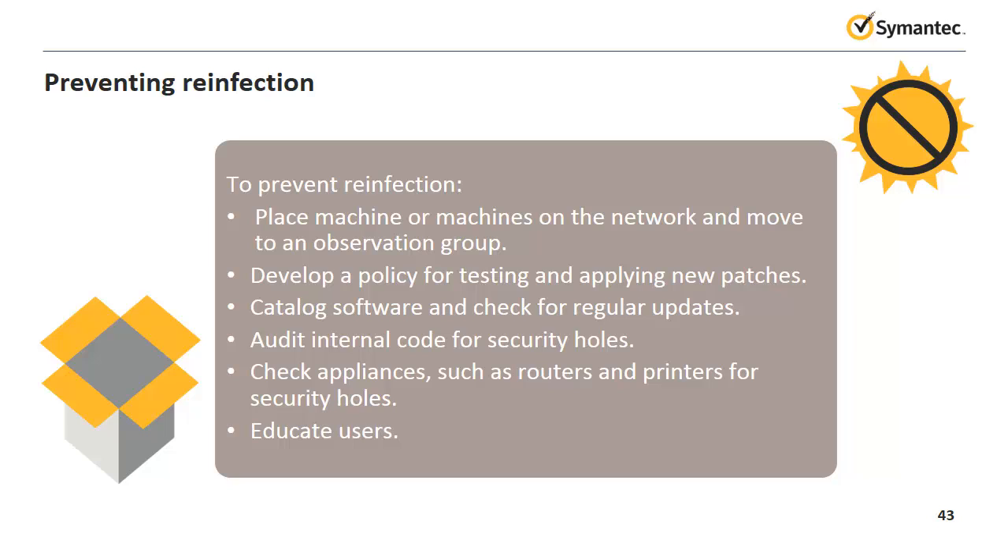All software should be cataloged and regularly checked for updates. Internally developed code must be regularly audited for security holes and fixed as soon as possible. Appliances, such as routers and printers, must also be checked for software updates and quickly patched. It can be a lot to manage, however, it's vital to preventing security incidents.